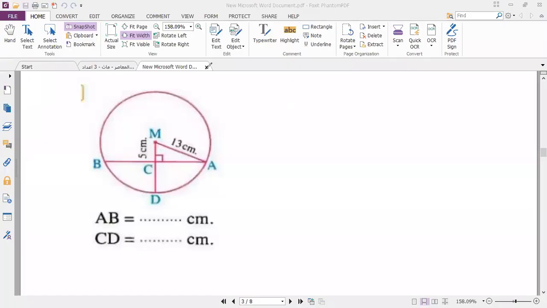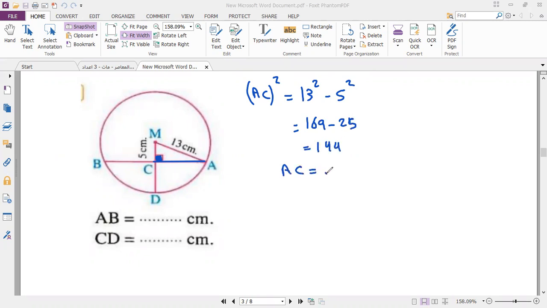Here in this triangle, this triangle is right, so we can find the length of AC by using Pythagoras. AC to the power of 2 equals 13 to the power of 2 minus 5 to the power of 2, equals 169 minus 25, equals 144. So AC equals the square root of 144, equals 12 centimeters. So AC is 12 centimeters.